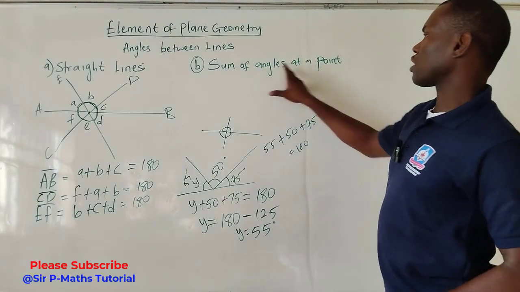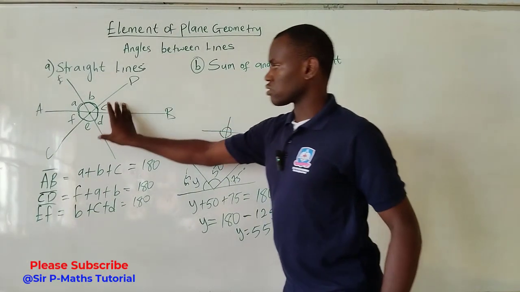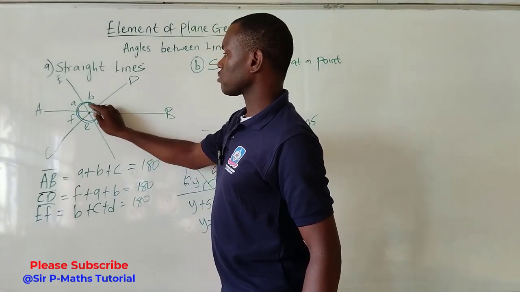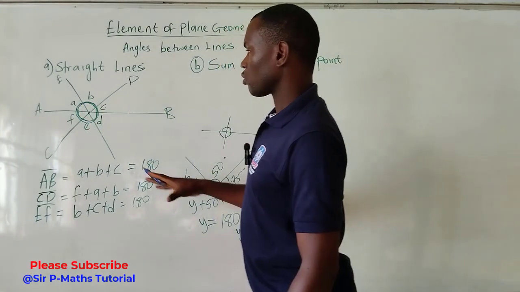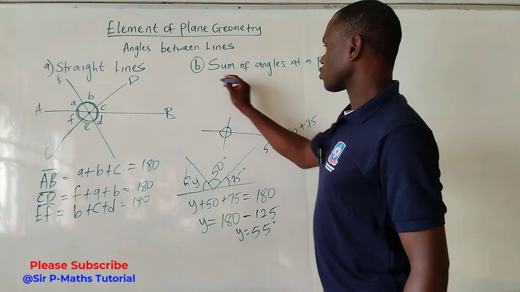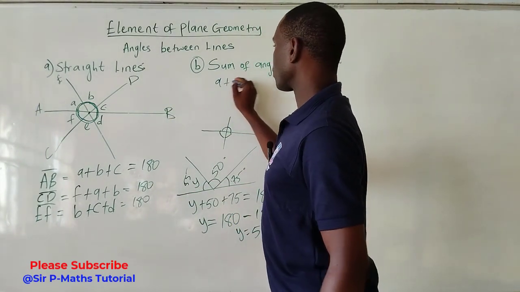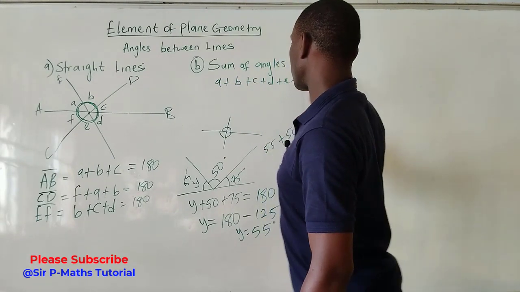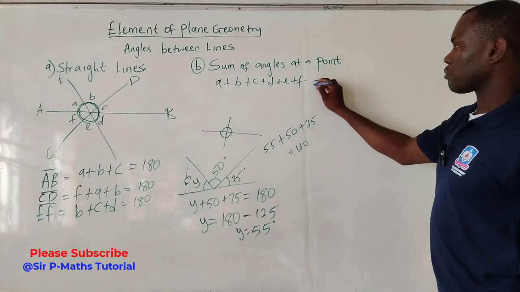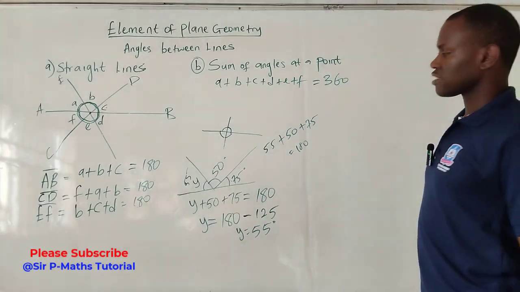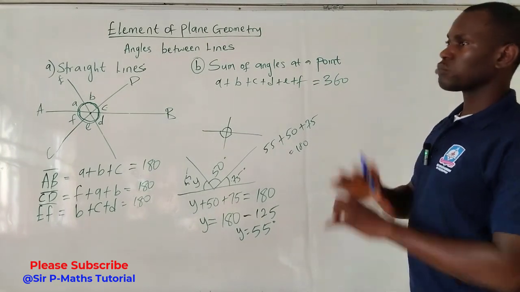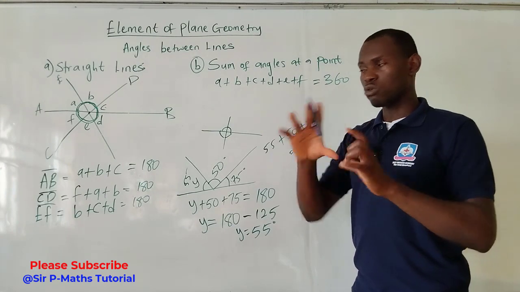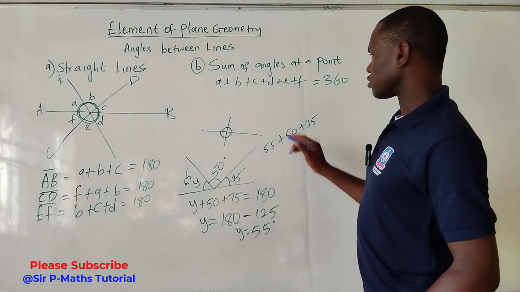Now let's consider sum of angles at a point. Let's consider this diagram. If I add all the angles around this center, I will obtain 360 degrees. So I will only say A plus B plus C plus D plus E plus F. If I sum all of them, I will obtain 360 degrees, all right? So anytime you have angles formed around a point, the summation of the whole angle will give you 360 degrees.